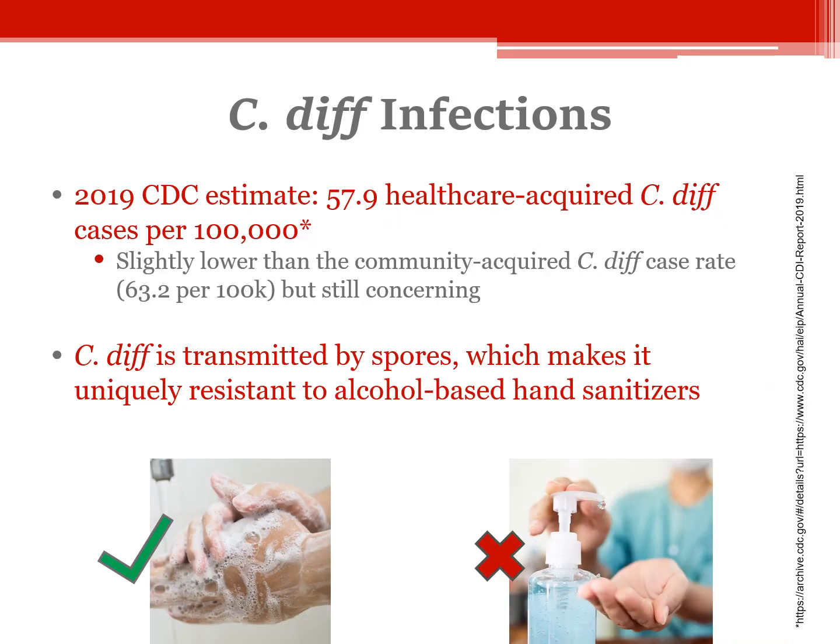If you're wondering about the prevalence of C. diff infections in healthcare settings, in 2019 the CDC put out an estimate that there's about 58 healthcare-acquired C. diff infection cases per 100,000 patients. Now, that's a high and alarming number, but we should note that that's slightly lower than the community-acquired C. diff case rate, which is about 63 per 100,000.